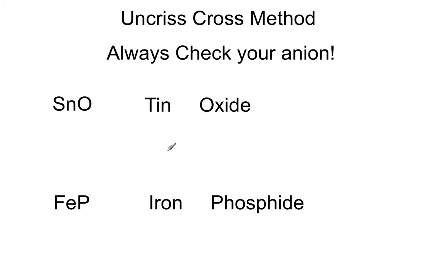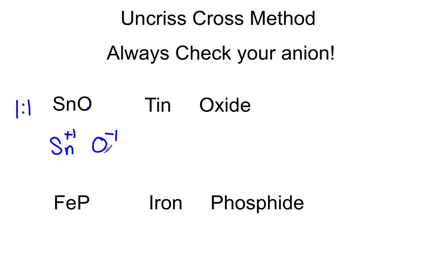All right, let's see this in action here. Now, there's one little catch. We always have to check our anion's charge. So let's look at a few examples here. Tin and oxygen bond in a 1-to-1 ratio. So if I was to uncrisscross this, I would end up with Sn with a +1 charge, positives always come first, and oxygen with a -1 charge.